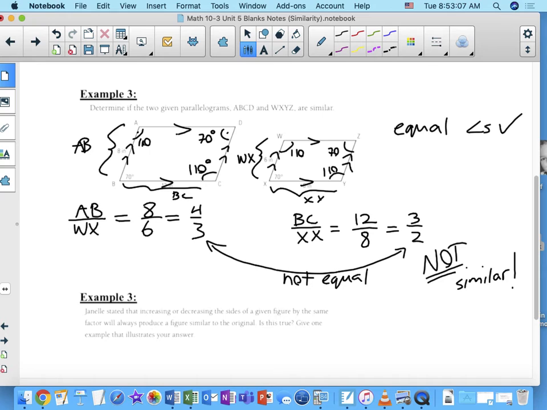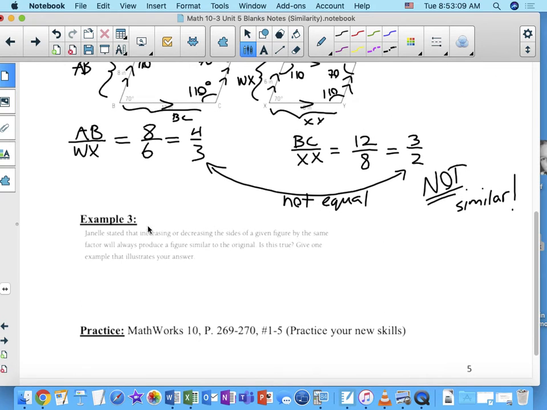Okay? And then finally, Janelle states that increasing or decreasing the sides of a given figure by the same factor will always produce a similar figure to the original. Is this true? Give one example that illustrates your answer. Okay, so the key word here is factor. Okay? Factor implies that you're multiplying by something. When you're multiplying by something, then you're going to have proportionality, right?